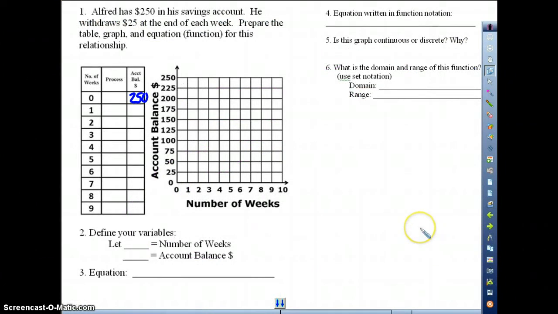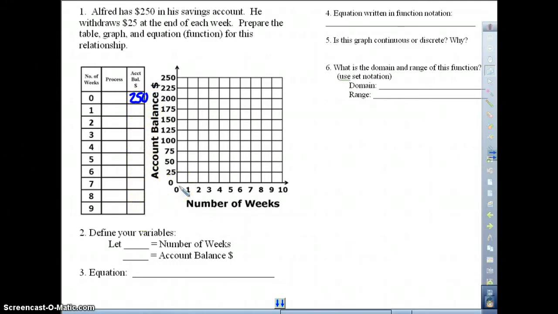Number 1 on this supplemental sheet says, Alfred has $250 in his savings account. He withdraws $25 at the end of each week. Prepare the table, the graph, and the equation or function for this relationship. Okay? At week number 0, at the very, very beginning, it hasn't gotten to the end of the first week, his account balance has $250 in it. I'm going to pause the video so you guys can finish filling out this table.